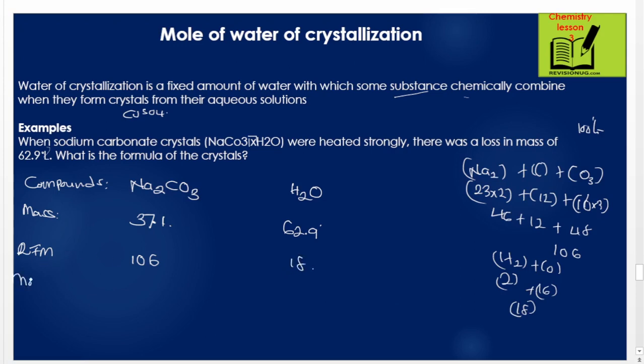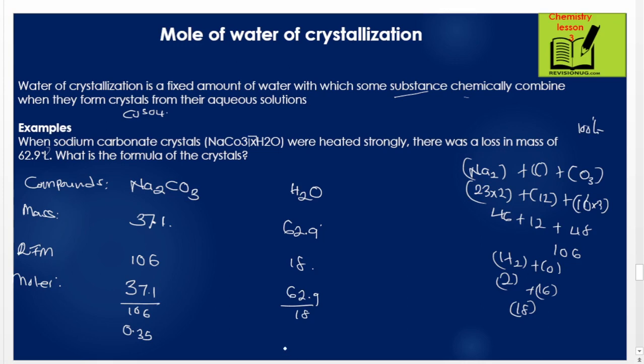Then after that we get the number of moles. For the number of moles, we divide the mass, that is 37.1 divided by 106, and here 62.9 divided by 18. Okay, let us start with 37.1 divided by 106. This gives us 0.35. Then let us also compute 62.9 divided by 18.